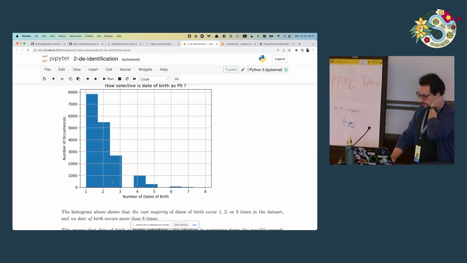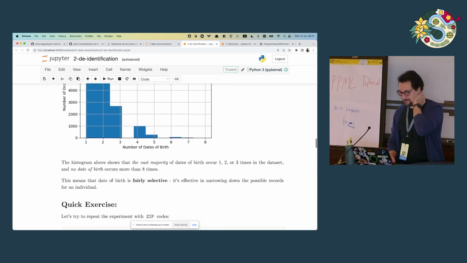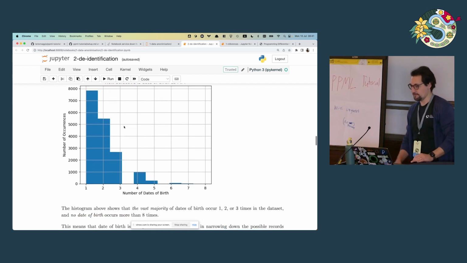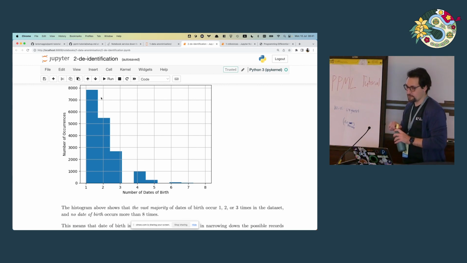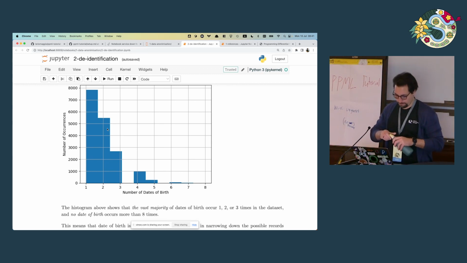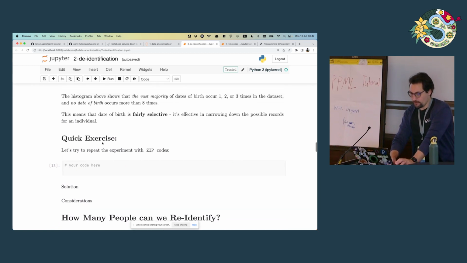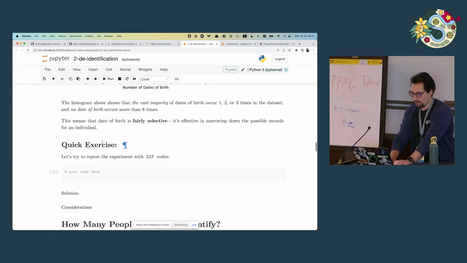By the way, there's also a solution here. You can expand if you want. It's particularly easy to do. It's just copy and paste. I'll give you a spoiler of what the considerations will be afterwards. The situation with zip code, as expected, similar to what we did with Kerry before, is going to be even worse. Zip code is going to be much more selective than date of birth. I'll do it with you, but I think I have to rerun everything from the start.